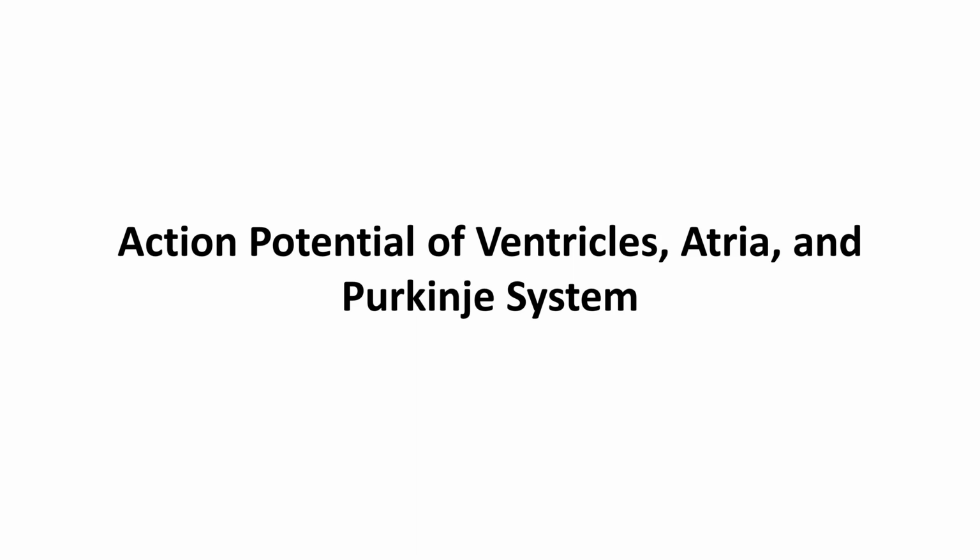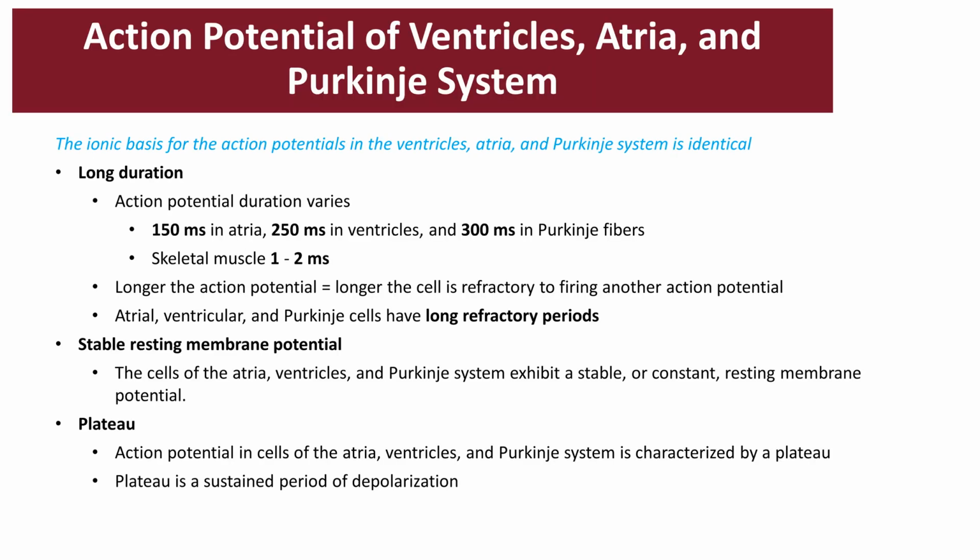Action potentials of ventricles, atria, and Purkinje system. These are the 99% of the heart's muscle cells. The cardiac muscle cells reach threshold as a result of receiving action potentials that travel through the conduction system or through the gap junctions that are connected to these tissues.